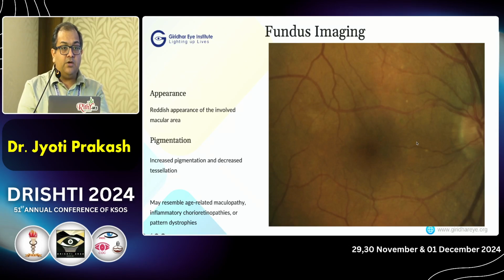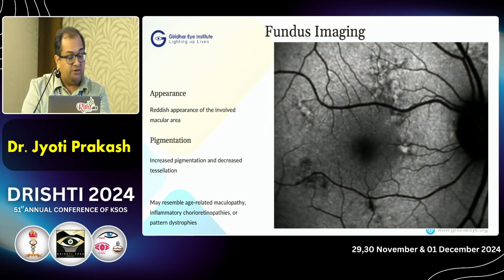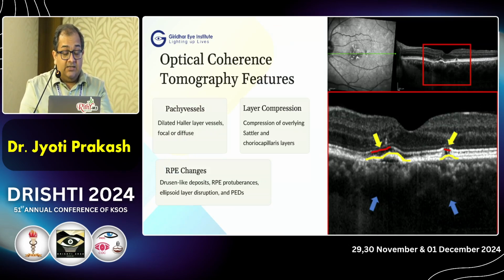The important investigative modality to utilize here is FAF, fundus autofluorescence. When you do that, it very beautifully highlights the differential changes at the level of the RPE. Another OCT feature found in the same disease, in addition to the pachy vessels and RPE changes, is an irregularity in the RPE, highlighted as the yellow line here, and an elevation of the overlying layers in the interdigitation zone.